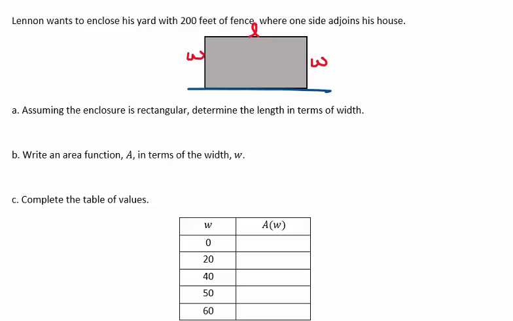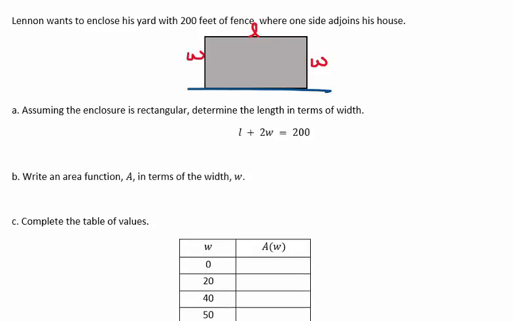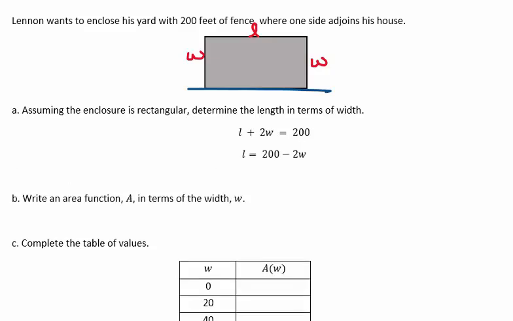And since two sides of length W need fencing, but only one side of length L, we can write a perimeter formula as L plus 2W equals 200 since he has 200 feet of fence. But we also want to solve this equation for L since it says determine the length in terms of the width. So subtract 2W from each side and we get L equals 200 minus 2W.